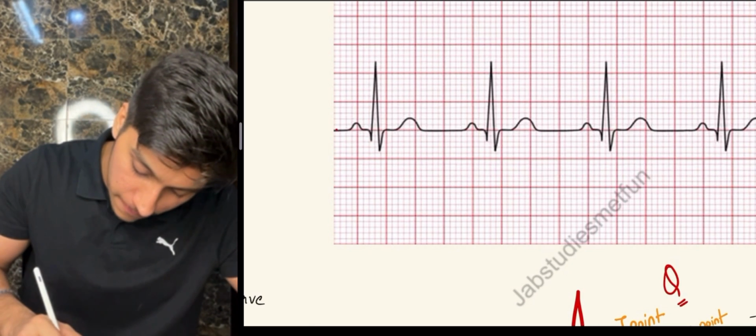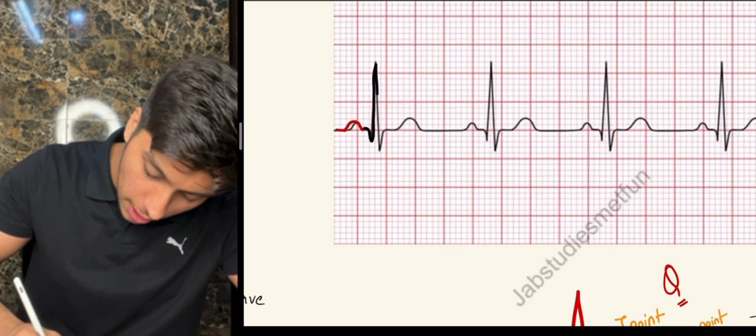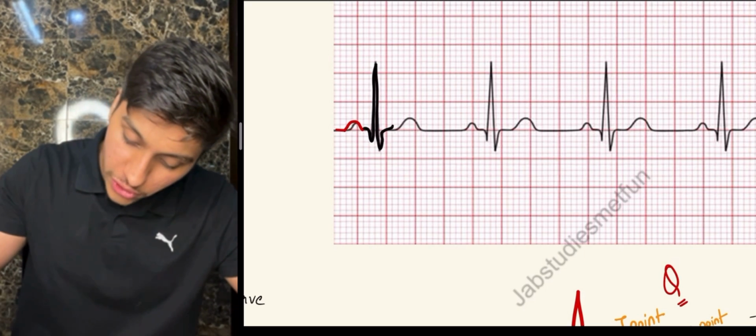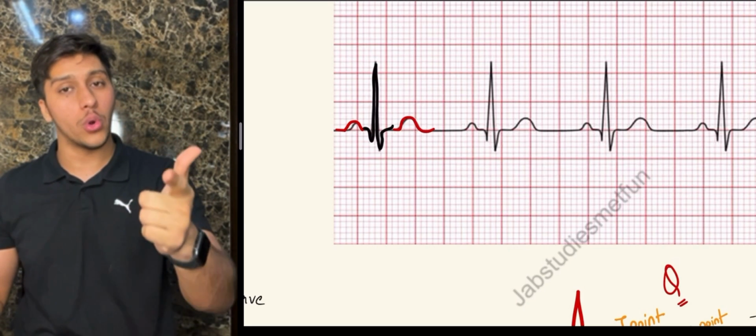One is going to be your P wave. The other one is going to be your QRS, and the other one is going to be your T wave. Correct? These are 3 waves: P wave, QRS, and T wave.